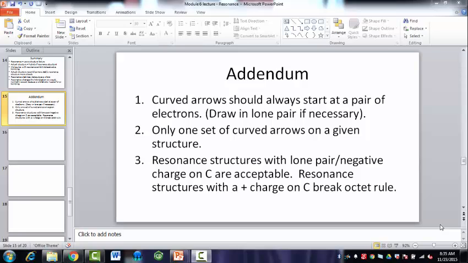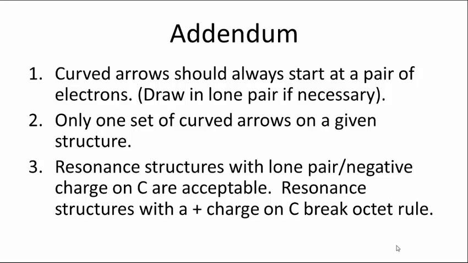All right, I've got a quick addendum to the Module 6 lecture, and this is just based on some things that I've seen in people's work. So 3 quick things I want to touch on. One, when you draw a curved arrow to show the movement of a pair of electrons, it should always start at a pair of electrons. And that means, in our Lewis structures, pairs of electrons are represented either as lone pairs or as bonds. So your arrow should always start at a lone pair or a bond.